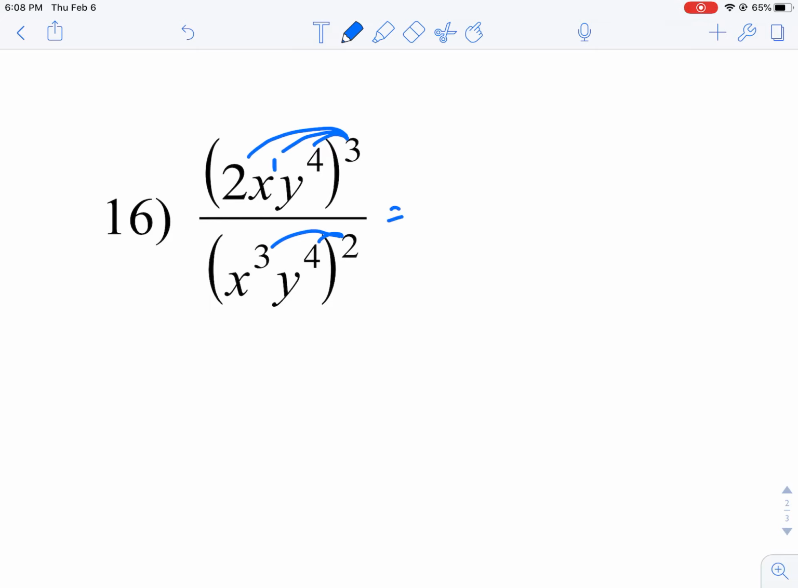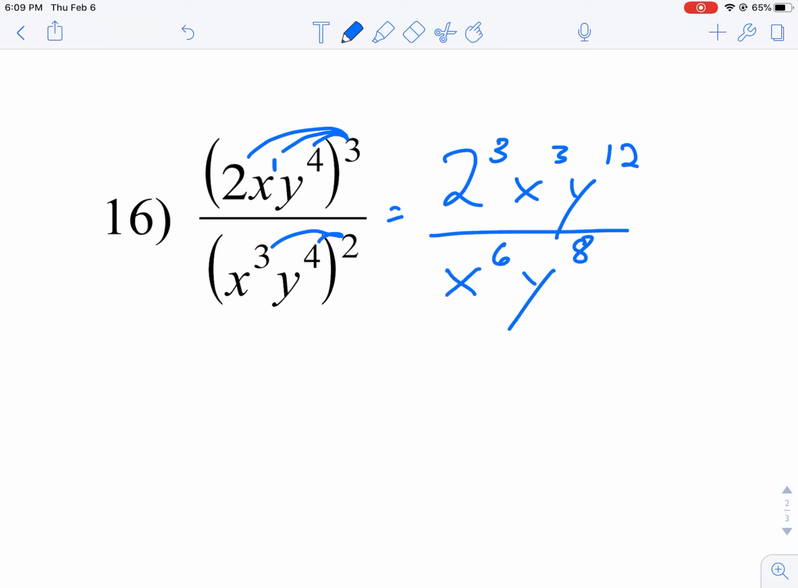So we get 2 to the 3rd, x to the 3rd, because 1 times 3 is 3, and y to the 12th. You multiply the exponents here, over x to the 6th, y to the 8th. Let's simplify this a little bit more. 2 to the 3rd is 8, because it's 2 times 2 times 2. It's not 2 times 3. It's 2 times 2, 2 times 2 times 2.